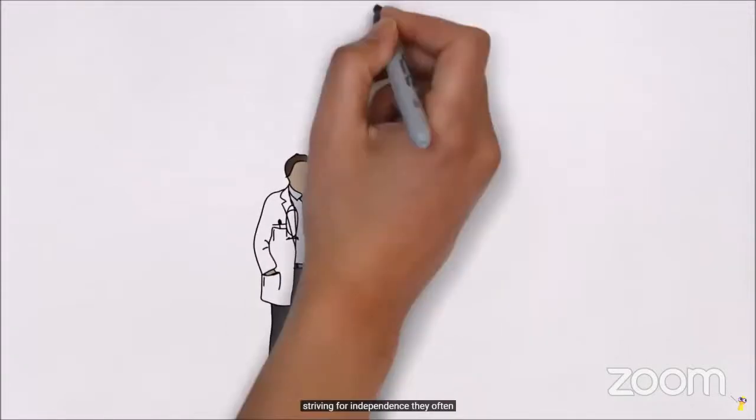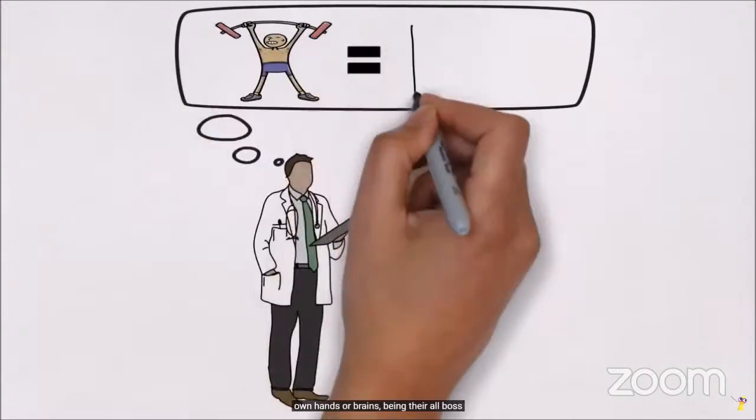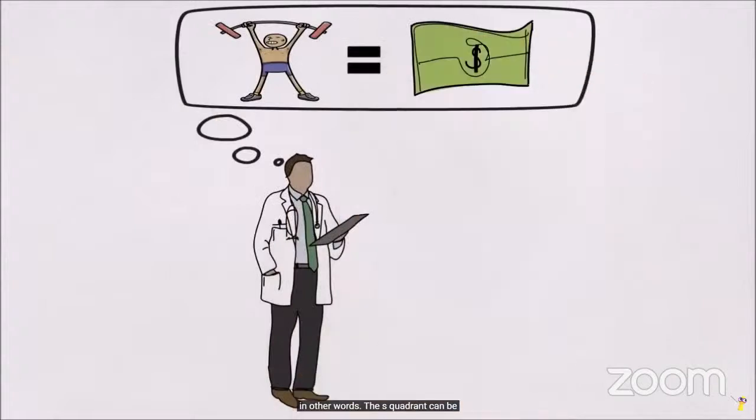Striving for independence, they often take great pride in the work of their own hands or brains, being their own boss in other words. The S quadrant can be filled with professional people, such as doctors, lawyers, and accountants who do not belong to a large medical, legal, or accounting firm. The problem for them is they are a slave to their own business. The main reason is simply they are the heart of it, and if they stop working, the business won't continue on. Thus, there won't be any more income until their work is resumed.